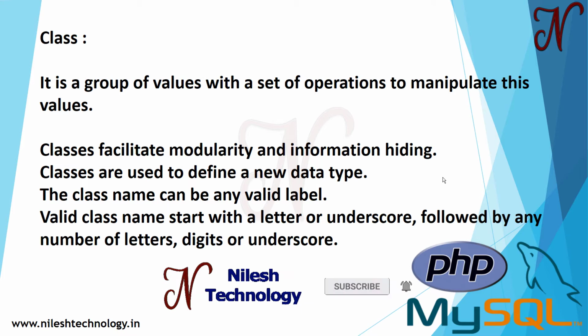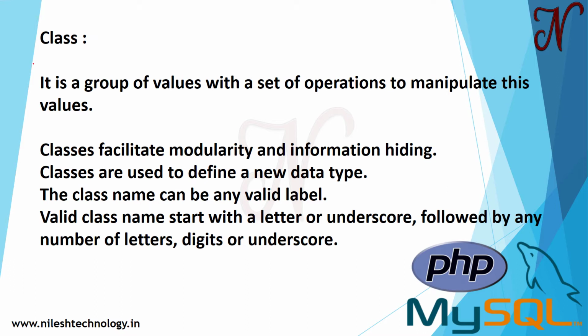So let's first see what a class is. A class is a group of values with a set of operations to manipulate these values. A class facilitates modularity and information hiding by using private, public, protected access specifiers. Classes are used to define a new data type. The class name can have any valid label. Valid class names start with a letter or underscore followed by any number of letters, digits or underscores.